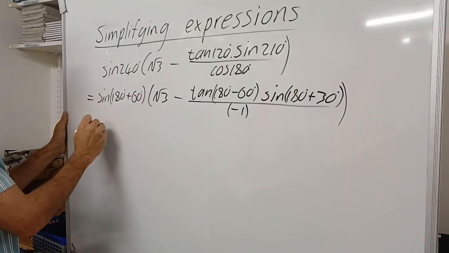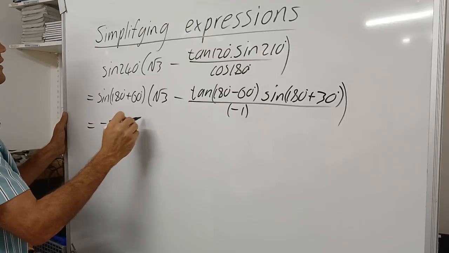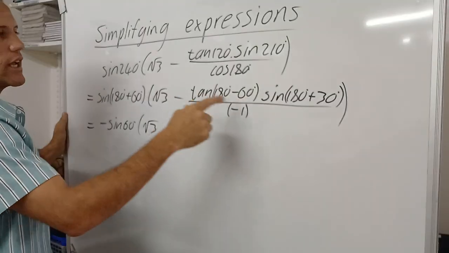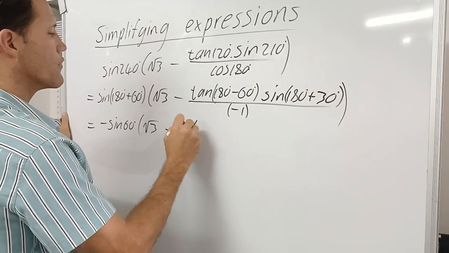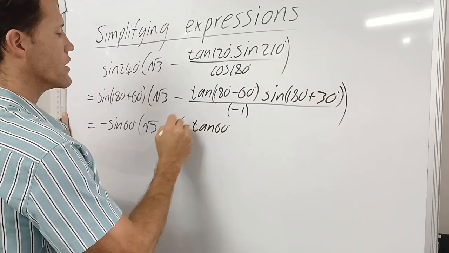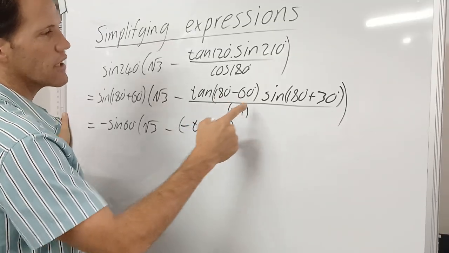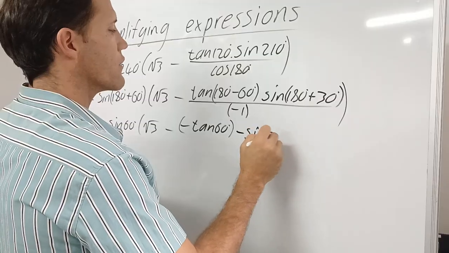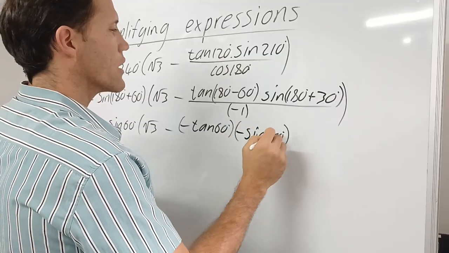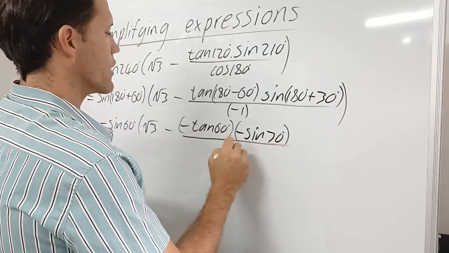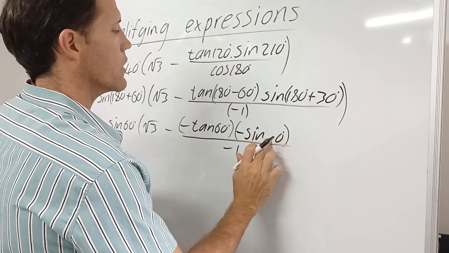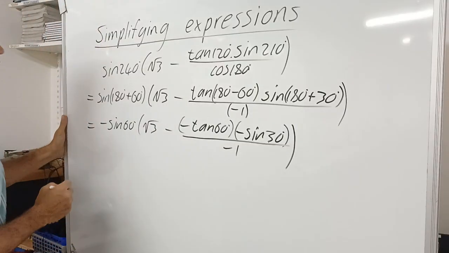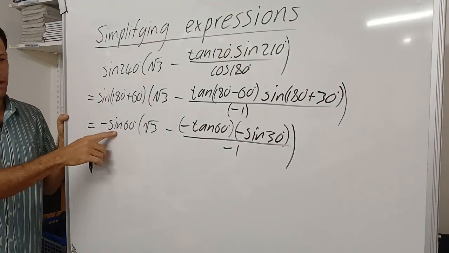So this one will become negative sine 60. This one stays like that. And then here, tan 180 minus 60 will be negative tan 60. Okay, so that's obviously in the second quadrant. Tan is negative. Sine in the third quadrant is negative, so it's also a negative there. Negative sine 30. Okay, and then the whole thing over negative 1. Let's just make that one a bit better. Okay, so negative sine 30, and then from there we can go to the special triangles.